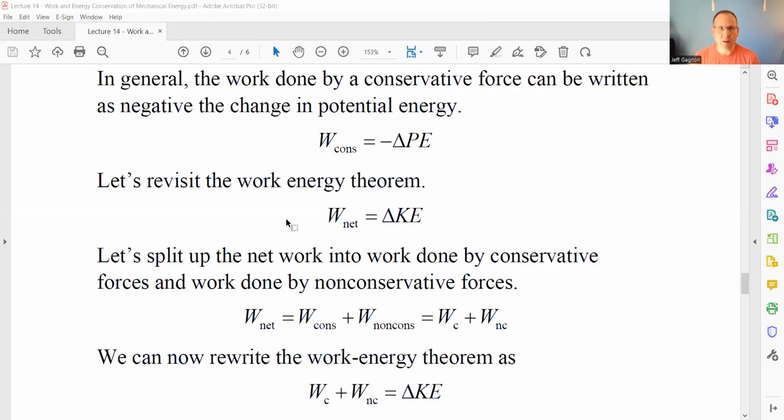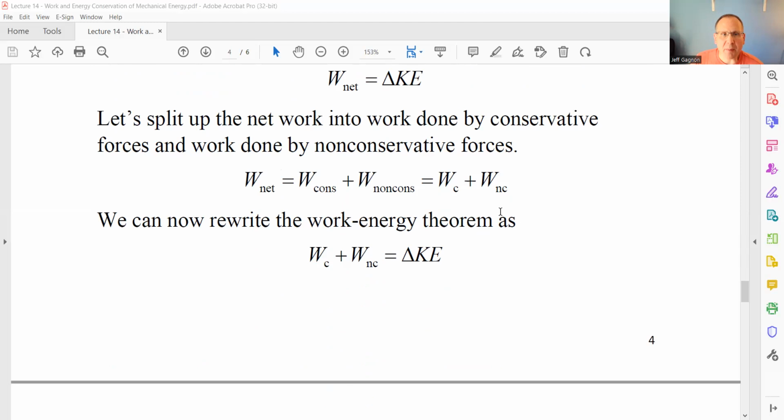Okay, so remember, the work energy theorem says that the net work done is always equal to the change in kinetic energy, right? We've been doing several problems using the work energy theorem. But let's split up that net work into work done by conservative forces and work done by non-conservative forces. So I'm just splitting this up.